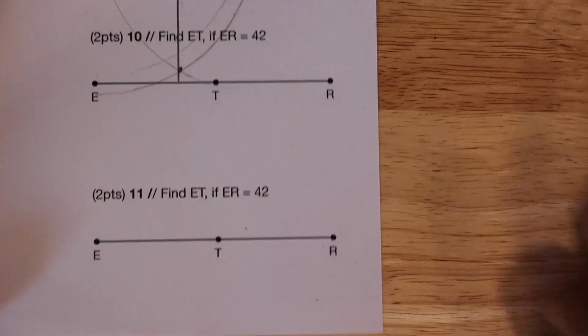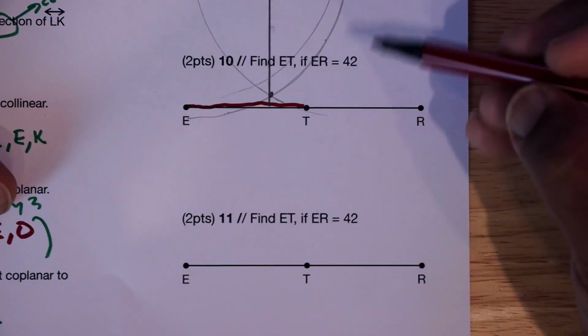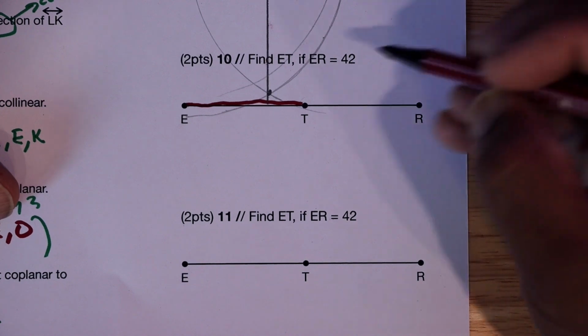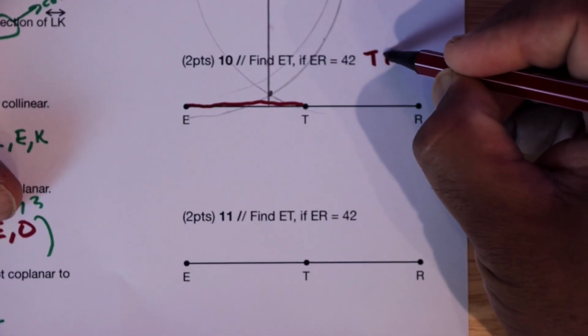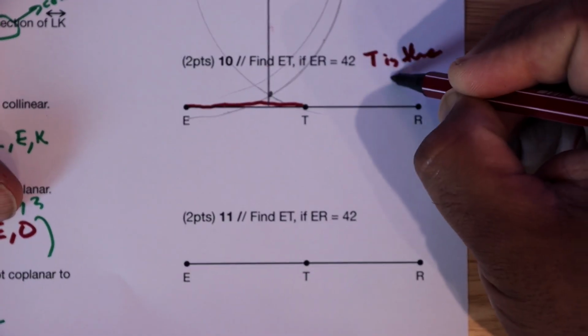Nah. All right, so now we're going to do number 10. I've got a bit of a typo on this one. For this one, we're going to say T is the midpoint.